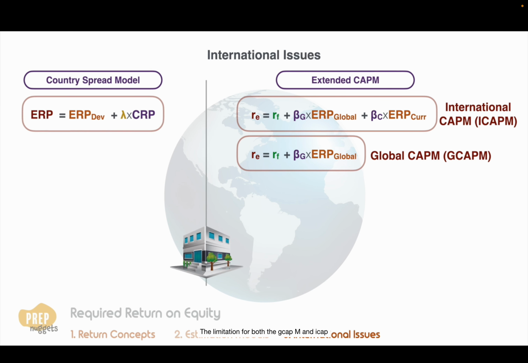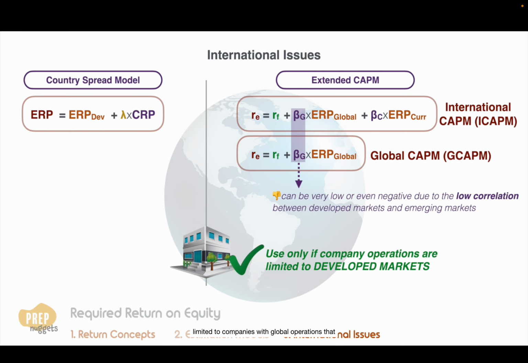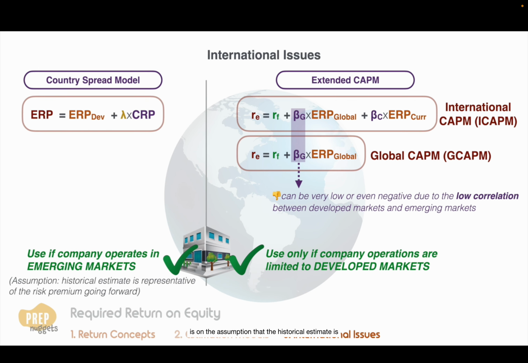The limitation for both the GCAPM and ICAPM is that the beta G can be very low or even negative due to the low correlation between developed markets and emerging markets. For this reason, the use of these models is usually limited to companies with global operations that are limited to developed markets. For companies with exposure to emerging markets, the country spread model from historical should be used. However, this is on the assumption that the historical estimate is representative of the risk premium going forward.